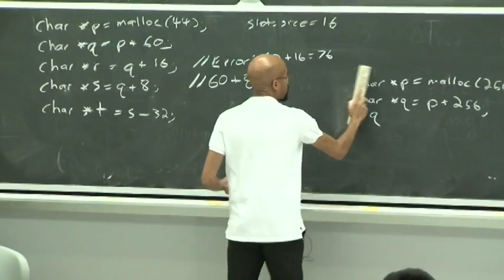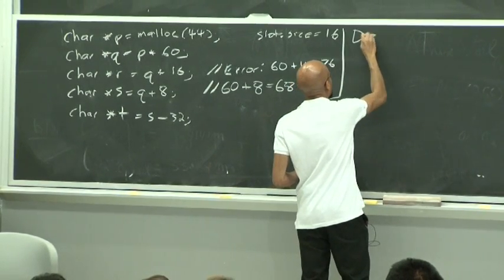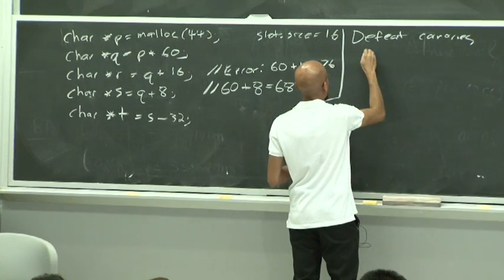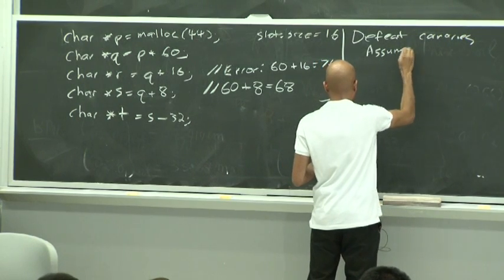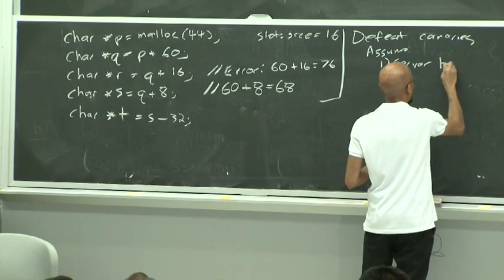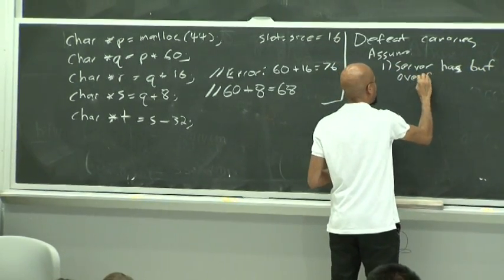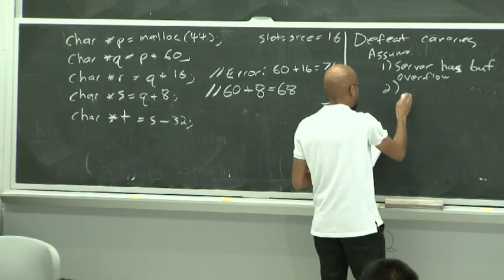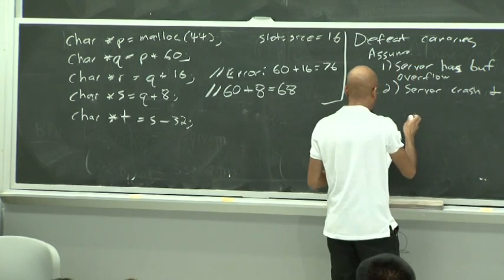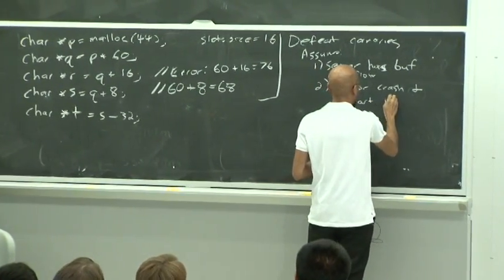So, how do we defeat those canaries? The first thing that we want to assume is that the server has to have a buffer overflow vulnerability. The second thing that we're going to assume is that the server is going to crash and respawn, just restart, if we set the canary value to a bad one.